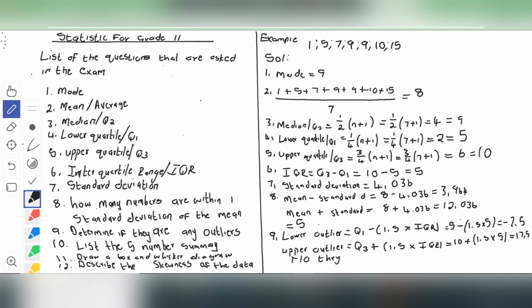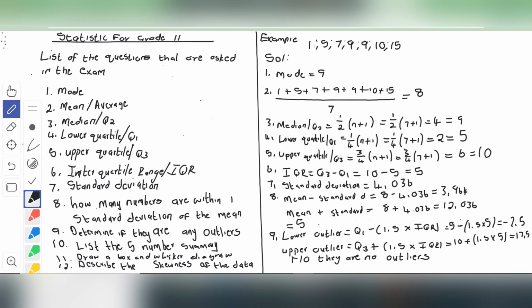There are no outliers. Therefore, that is your answer. Calculating your lower outlier and your upper outlier, those formulas are going to help you a lot so that you can know whether you have a lower outlier or an upper outlier. If we had an outlier, you would check, is it a lower outlier? Then you say yes, it's a lower outlier. If it's an upper outlier, you say yes, it's an upper outlier.